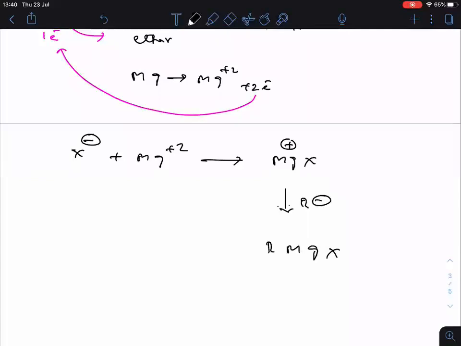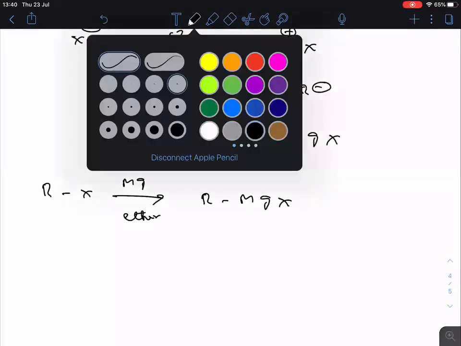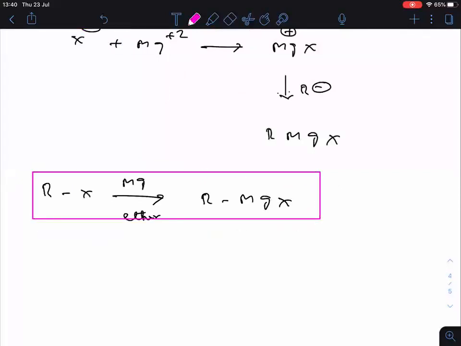Anyway, this mechanism is not in our syllabus. It is only for your clarification. I told you there is no need to remember the mechanism. On the whole, what I want to tell you is that RX, when treated with magnesium in the presence of ether, gives RMgX. If you remember this, that is more than enough.